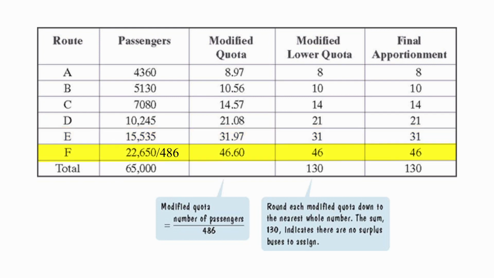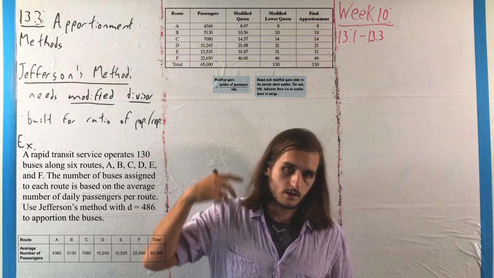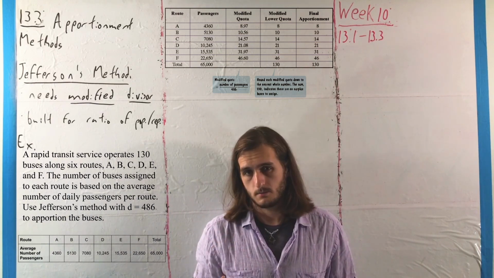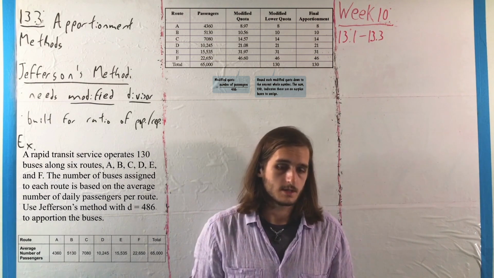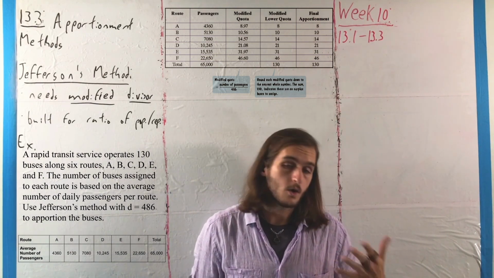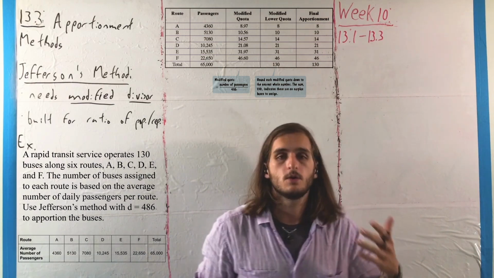And finally for F, we take the 22,650, divide that by our value of 486 to get 46 for a final apportionment of 46. So from our quotas, we get 130 for a final apportionment of 130. And to make sure that the values we have up here actually make sense, that they actually work in the way that we expect them to, what we can do first is notice that, again, we have 130 buses along that route, and we are apportioning out all 130 of them. We don't have too many, we don't have too few.